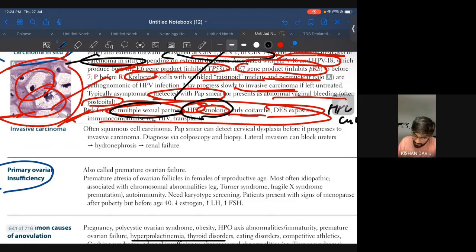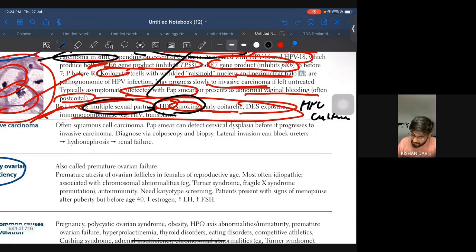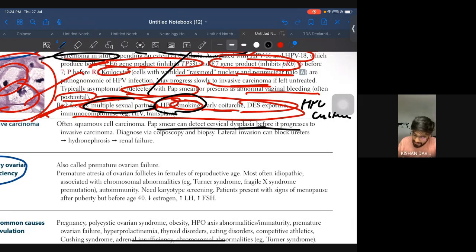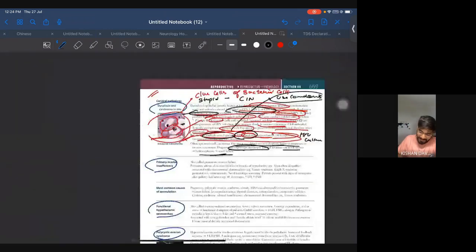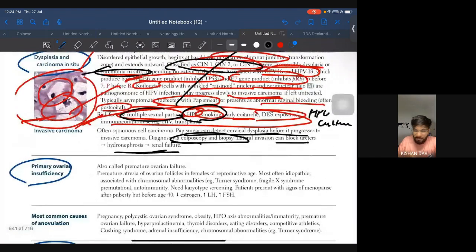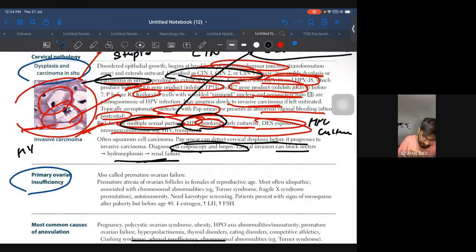So let's look at invasive carcinoma. Pap smear can detect cervical dysplasia before it progresses. Diagnosed via colposcopy and biopsy. Lateral invasion can block the ureters and cause renal failure. So now if it is invasive carcinoma, some extra structures might also get involved. Based on that, you have to decide whether they are talking about CIN or invasive carcinoma. The diagnosis of both will be different. Okay. That's it for cervical pathology. Keep all these points in mind. They are very high yield.